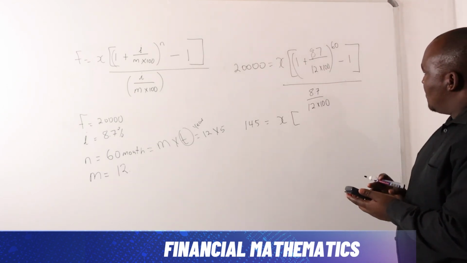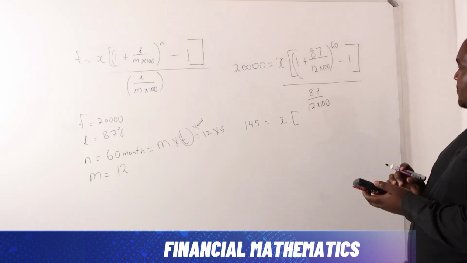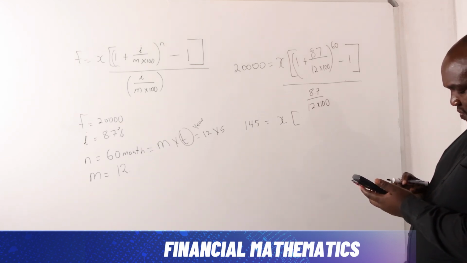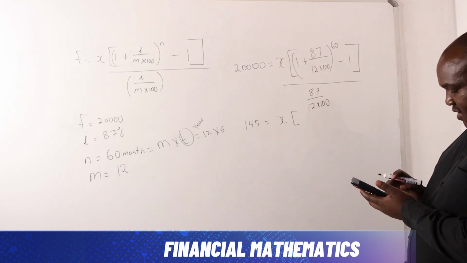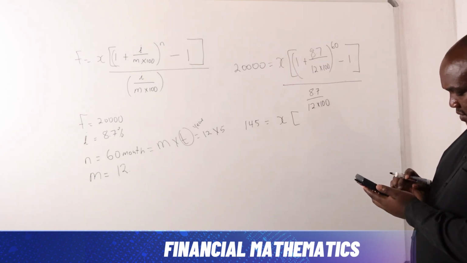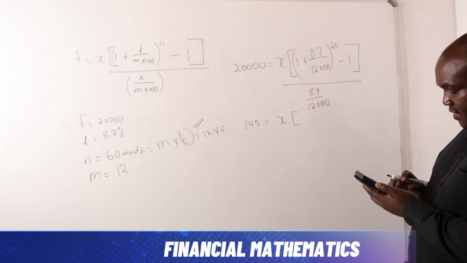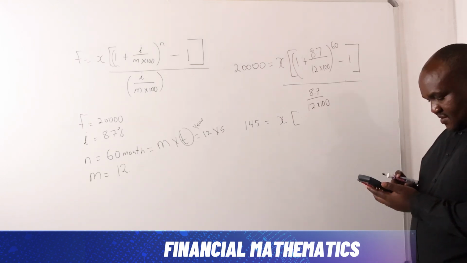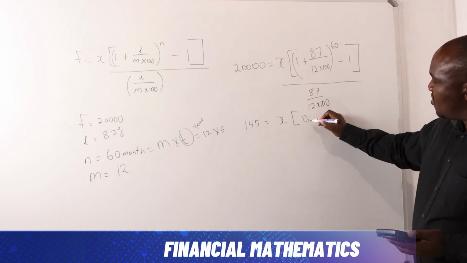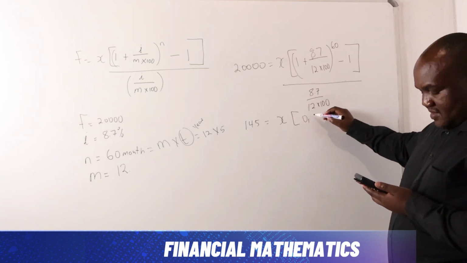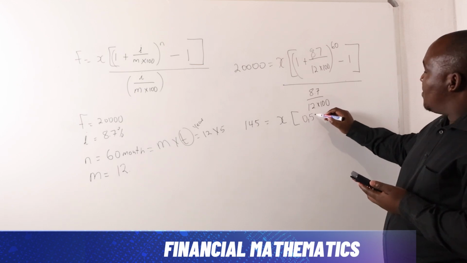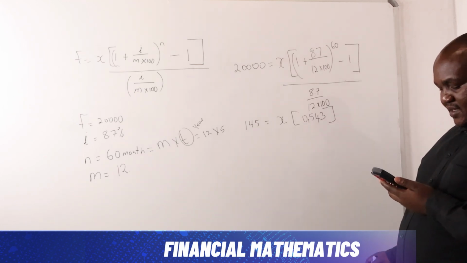We can have 145 equals X into, let's look at this value here. 1 plus 8.7 over 1,200, to the power 60, minus 1, which is 0.543, rounded to the nearest.